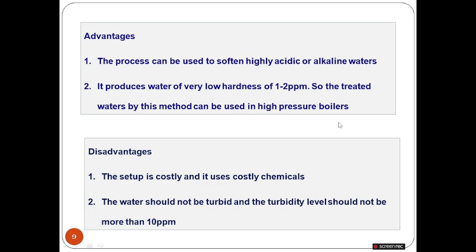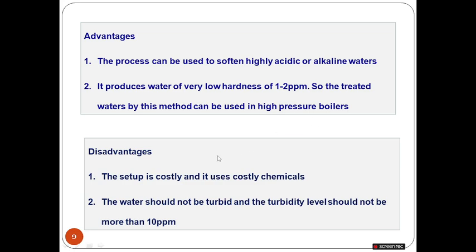Okay. Now move to the advantages and disadvantages of the process. The advantages: highly acidic as well as alkaline waters can be softened or treated by this method, and also the resultant water has a hardness of only 1 to 2 ppm, whereas the hard water has a hardness of around 1000 to 1500 ppm. Okay, this water is used for high pressure boilers.